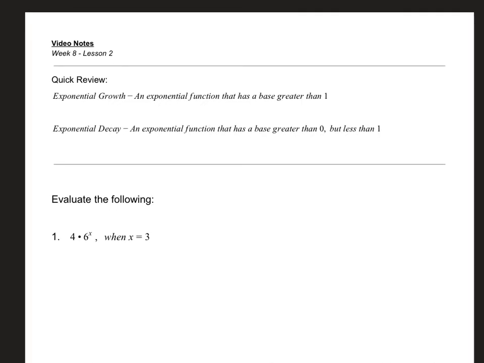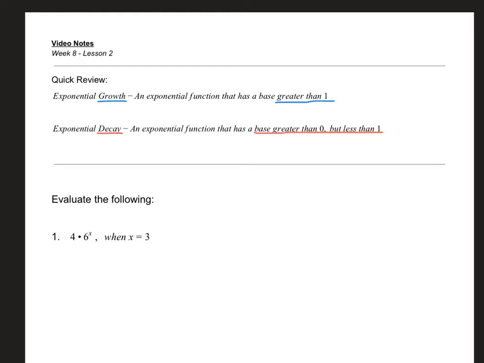So we're going to start with exponentials, right? There's two different types of exponentials. There's exponential growth and there's exponential decay, right? Exponential growth is going to have a base, that's the number that is attached to that exponent, greater than 1, right? Greater than 1. While exponential decay is going to have a base that's greater than 0, but less than 1, right? So keep those things in mind as we go through this, because those are going to be really important.